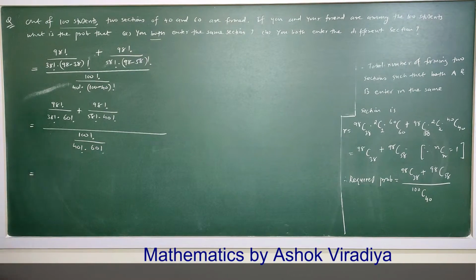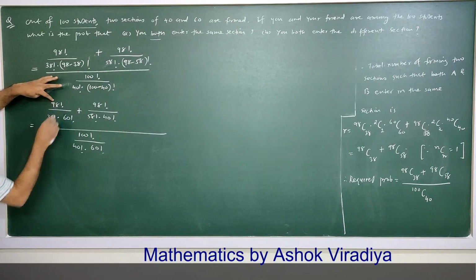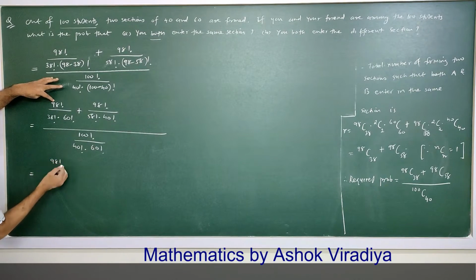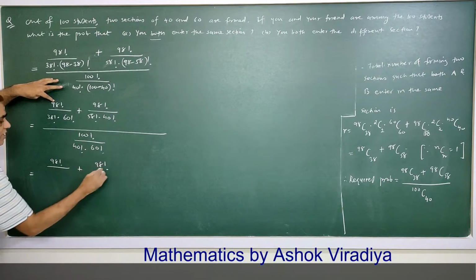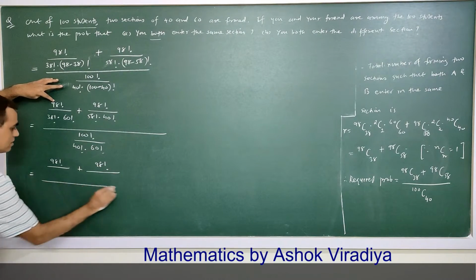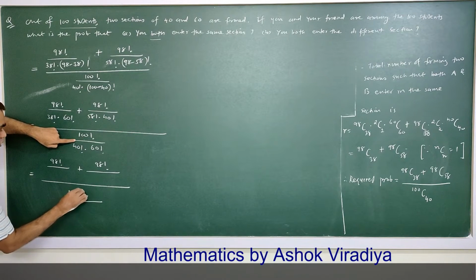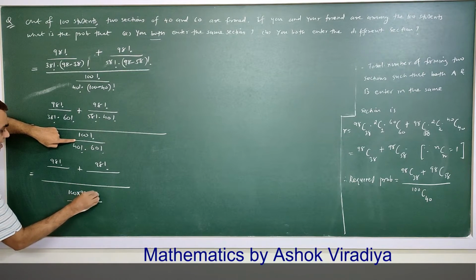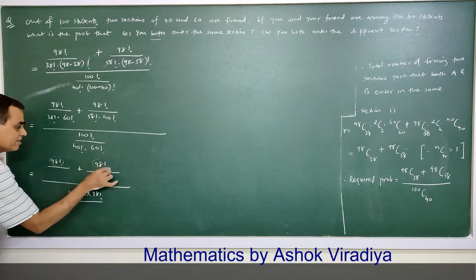This is equal to, now see here this is 98 factorial plus here 98 factorial. This 100 factorial can be expressed as 100 into 99 into 98 factorial. So this 98 factorial can be cancelled.